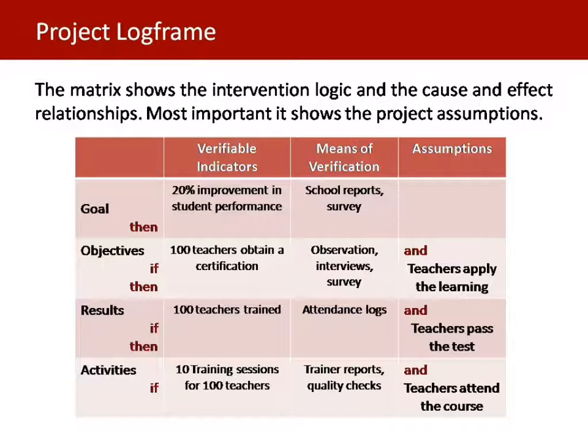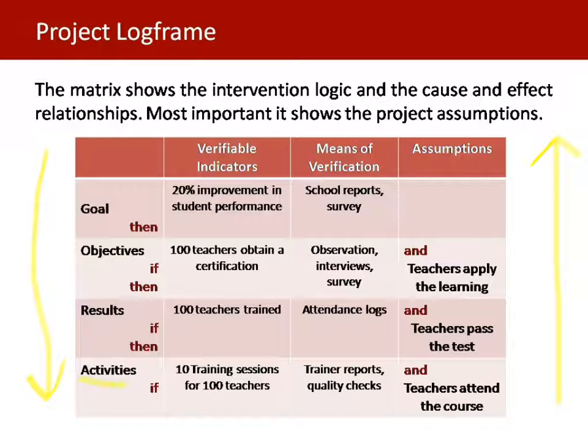The matrix shows the intervention logic and the cause and effect relationships. Most important, it shows the project assumptions. During the design, we knew that we were doing a top to bottom design, and during implementation, we're going to do the bottom up process. How does this intervention logic work?